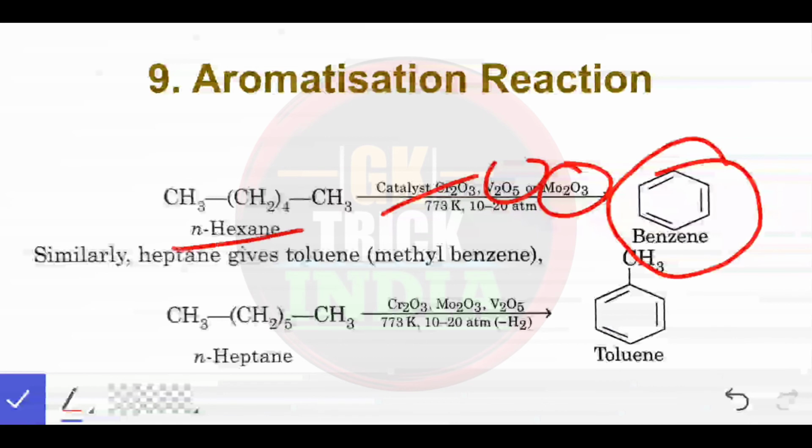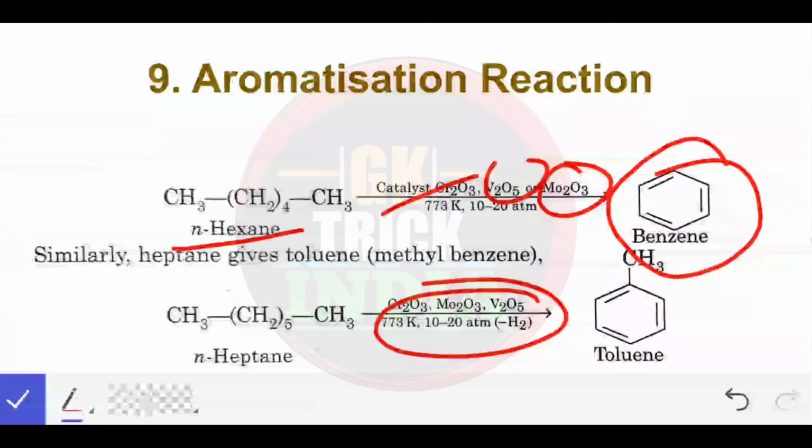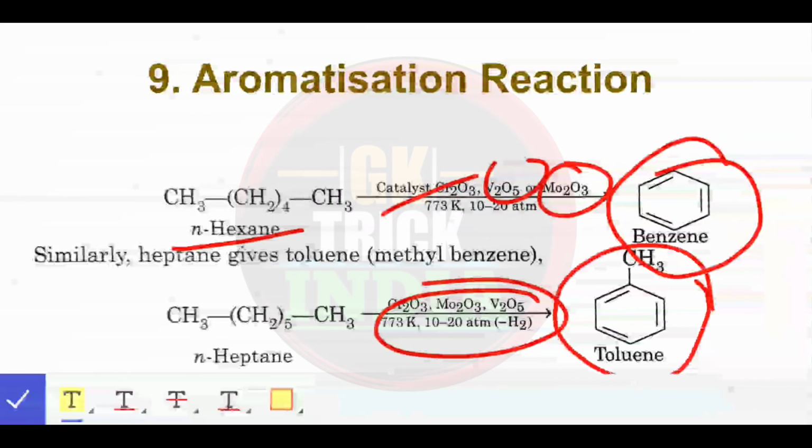Next comes a similar example out here, the preparation of toluene, that is methylbenzene, from heptane. Heptane contains 7 carbon atoms, and under the same reaction conditions it gives an aromatic compound with 7 carbon atoms, that is toluene.